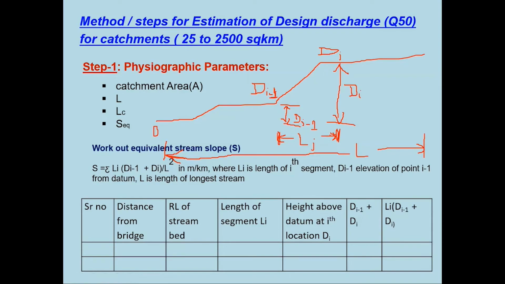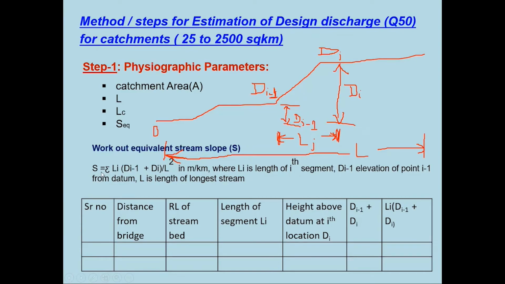What is the elevation, this d? This elevation is the height measured from d. So the height from d to di is the elevation of di. Then come to a lower second point. This is di minus 1, again an elevation from d, meaning this is the height from d. And the length of this segment is Li.